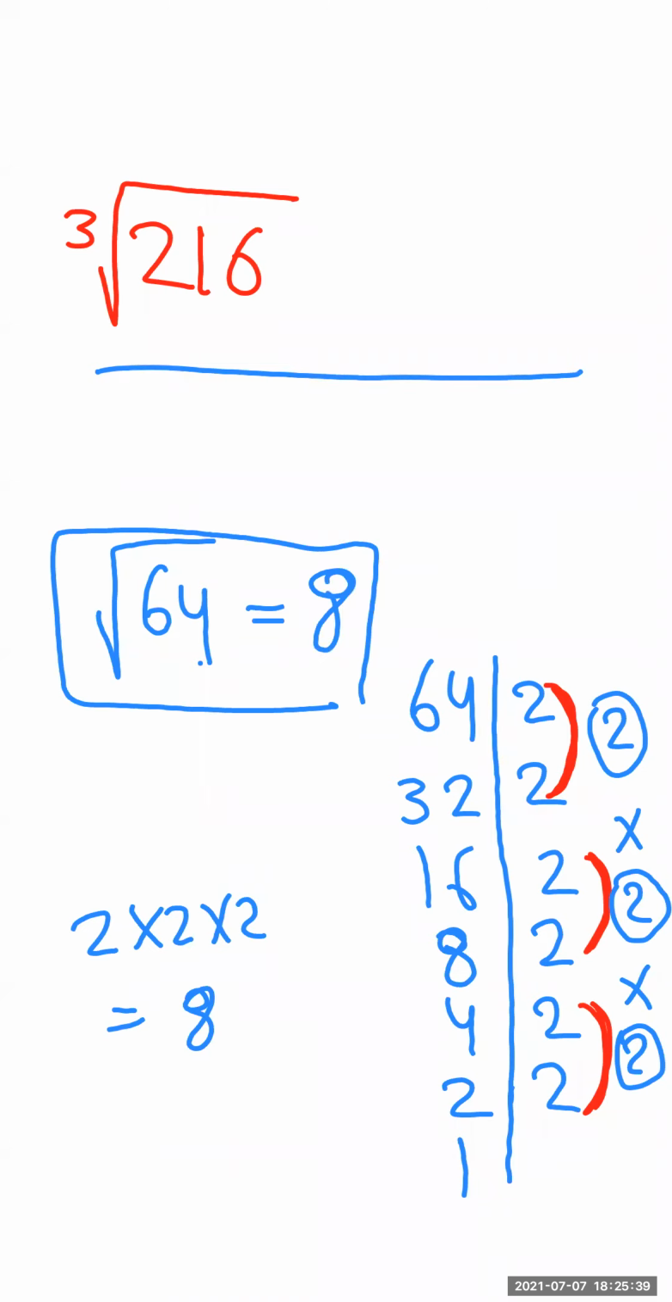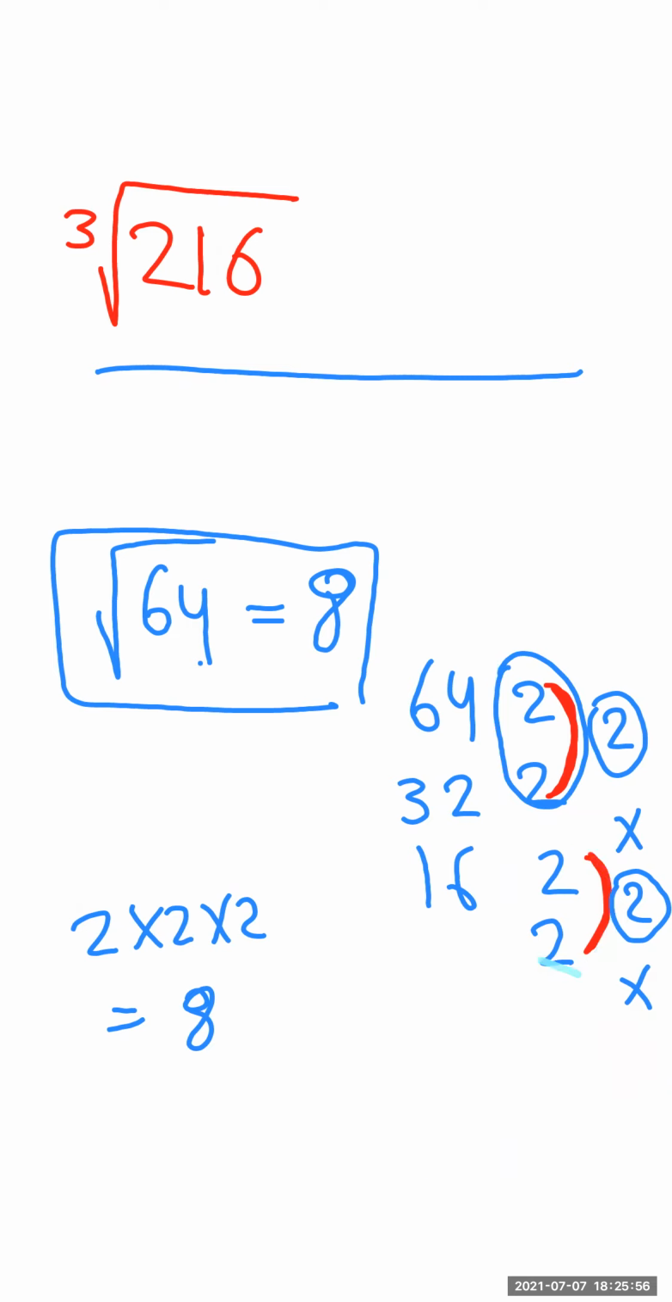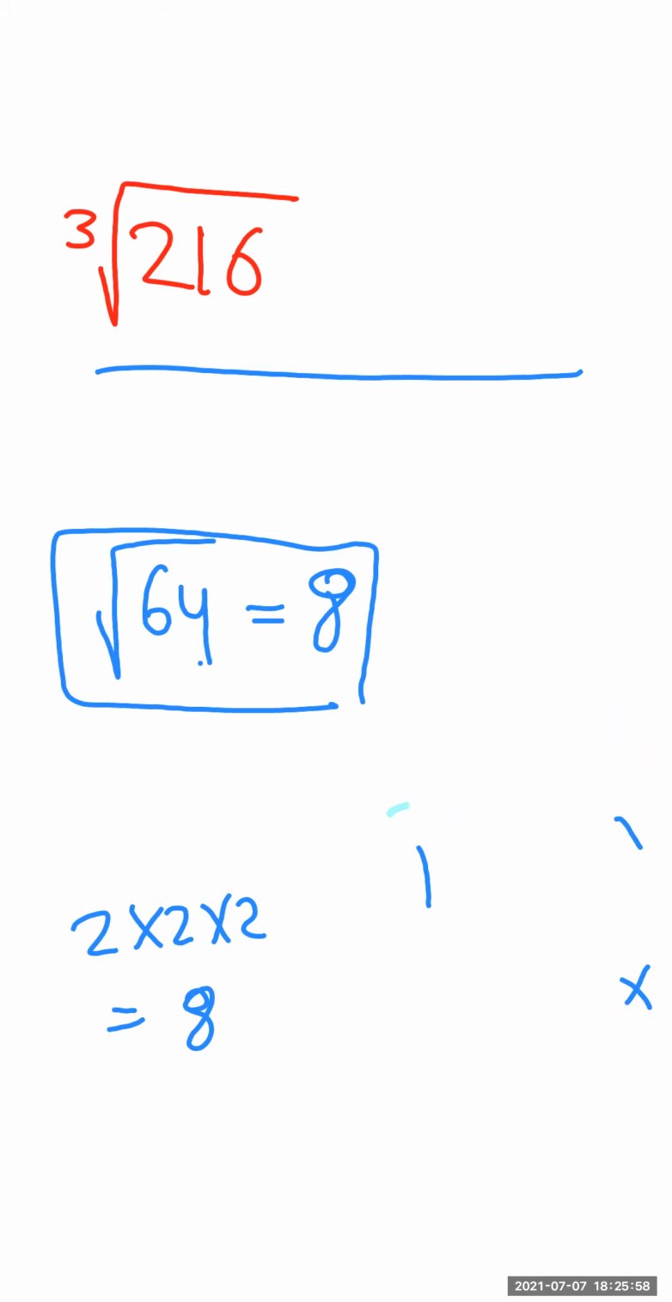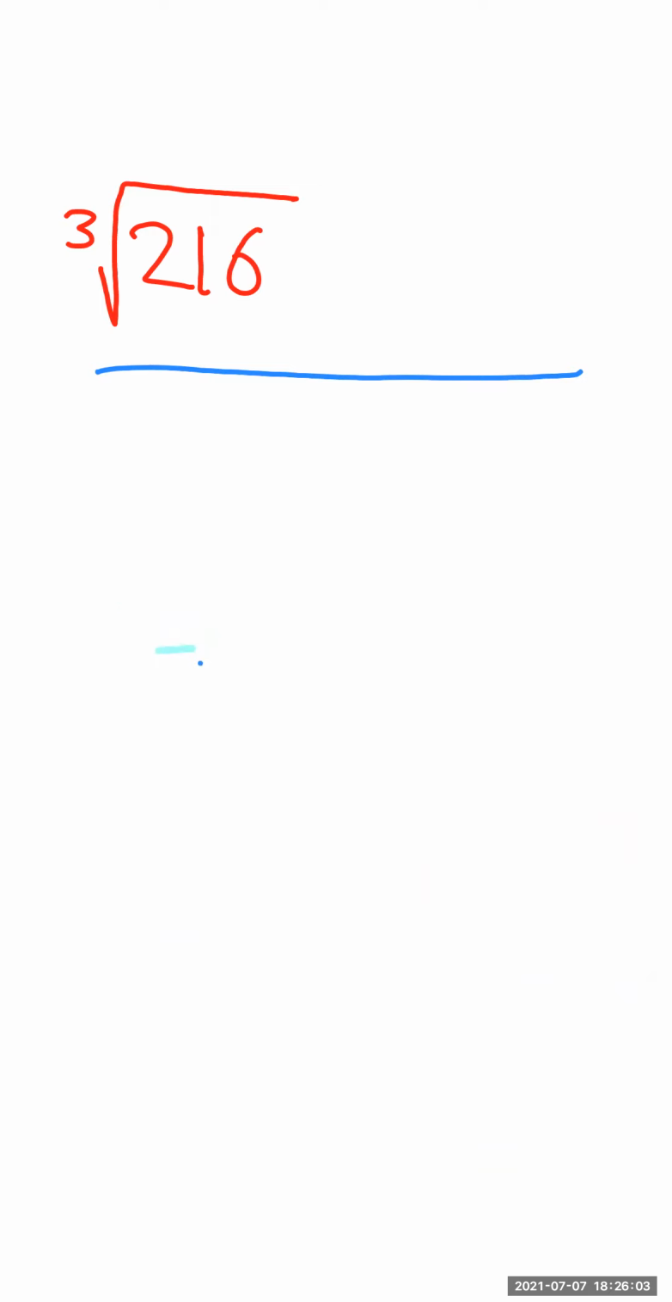Okay, the same concept for the cubic root, but we are going to check the numbers which are repeated 3 times, not 2 times like this. This is 2 times because it's a square root, but in the case of cubic root, 3 times. Now, let's check that number which we wrote on the board. The cubic root of 216. Factorize this number to its prime factors.